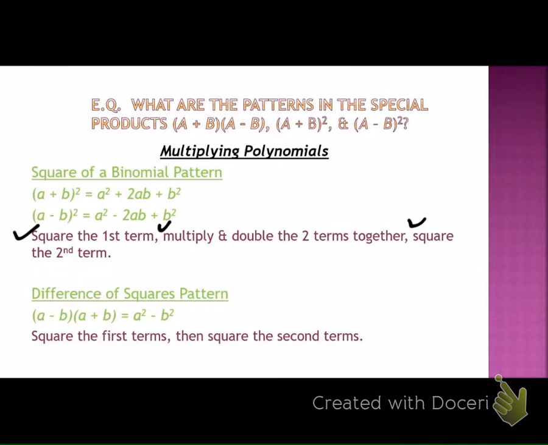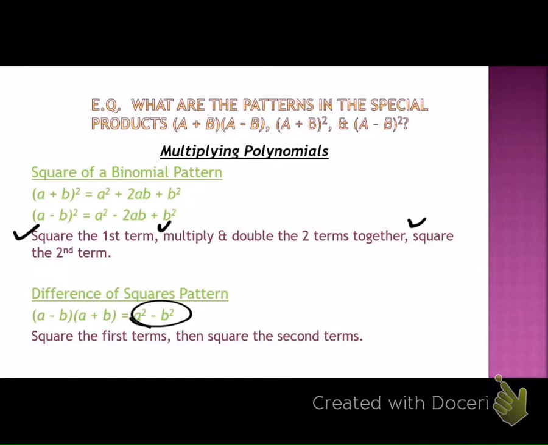Now, notice the answer to the difference of squares pattern. There's only one option. What's the sign in the answer every single time going to be? Minus. It's the difference of squares. So it's got to be a minus sign. Not to mention, a negative times a positive is always a negative.